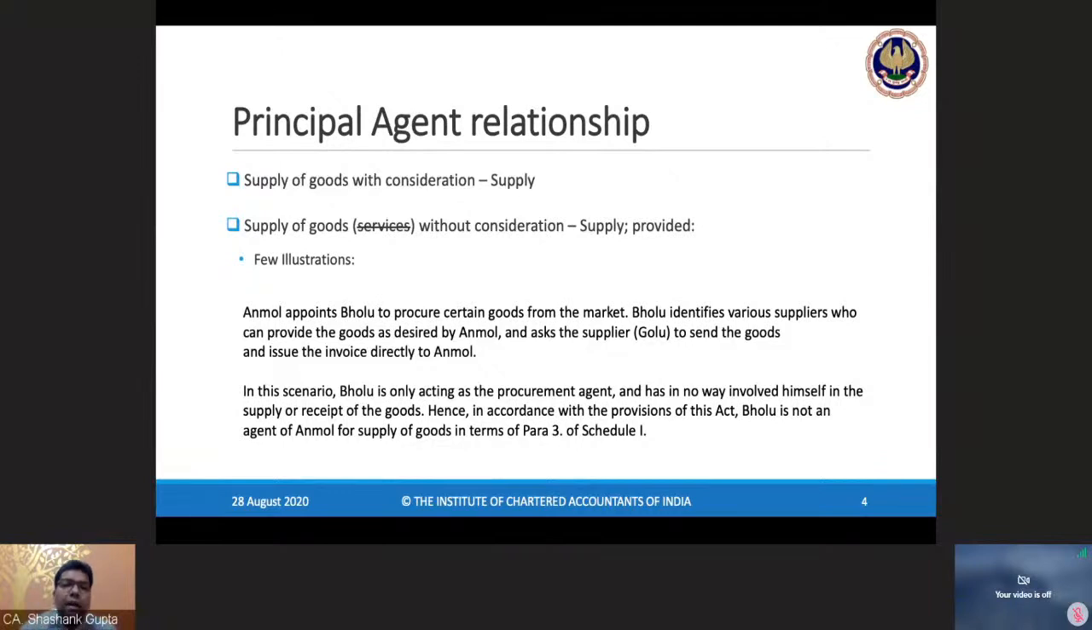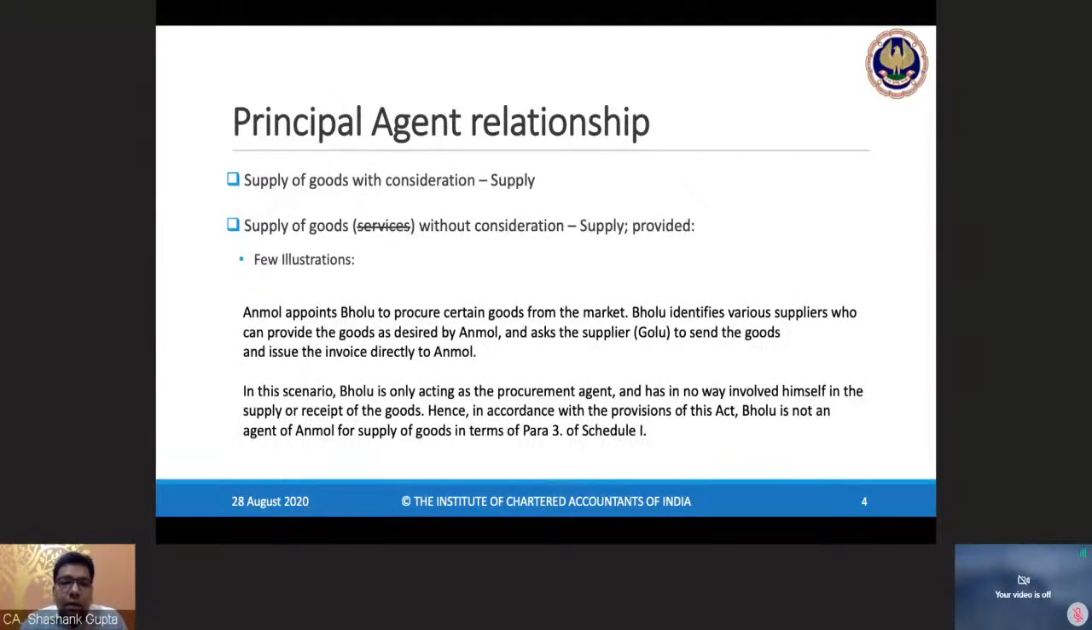So when do we need to see what is the nature of relationship between a principal and agent? When should I be worried? Okay, now I need to see what is the nature of relationship between this particular principal and his agent. When a supply is taking place between a principal and an agent without consideration.